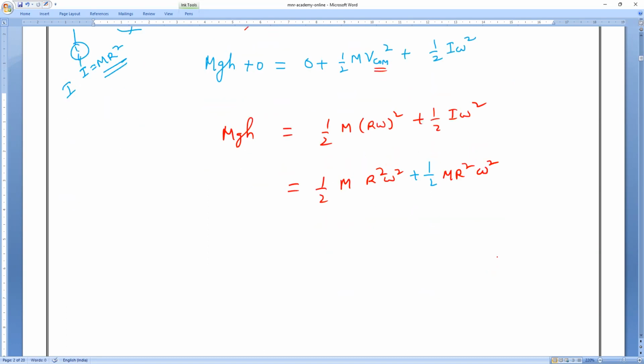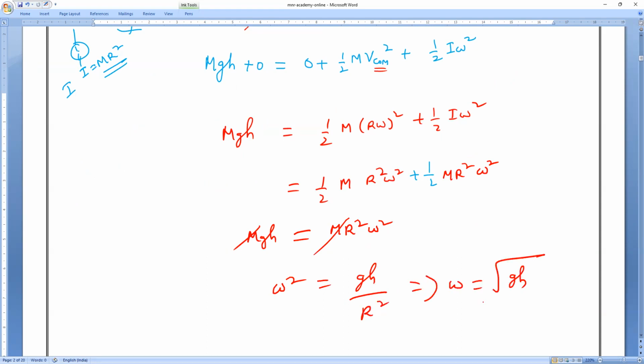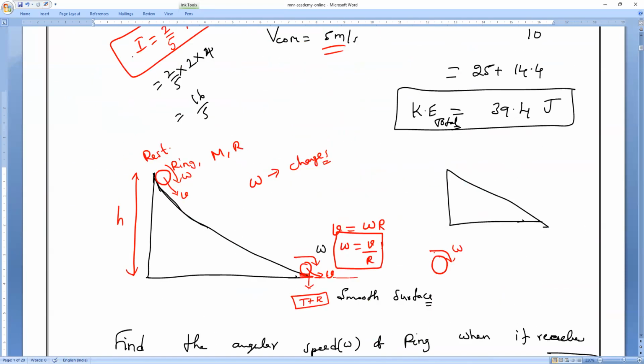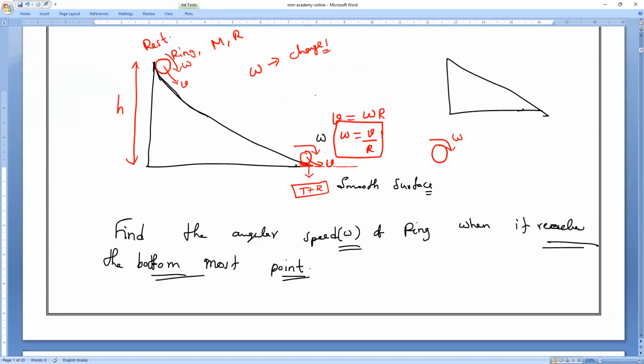Any problem for anybody? You can ask me. That's all it is. So half plus half, which is equal to 1. So m r square omega square is equal to mgh. So on both sides m will get cancelled. Omega square is equal to gh by r square, and omega is equal to root over gh divided by r. Any problem for anybody? So this is the expression of angular velocity when it is rolling in a curved path from a certain height. So please all of you calculate it. Any problem? Anyone? Anywhere? You can ask me.